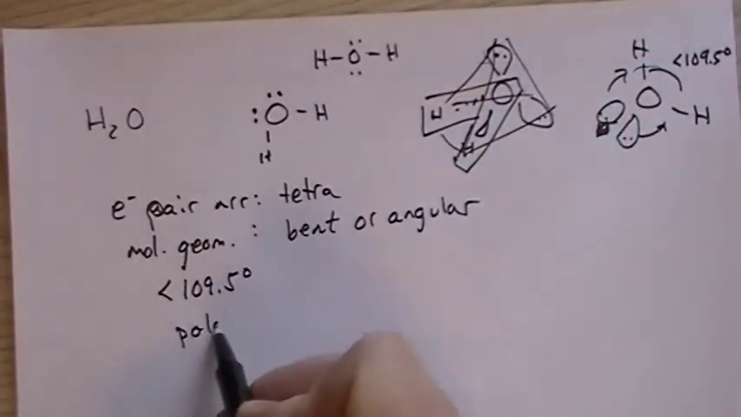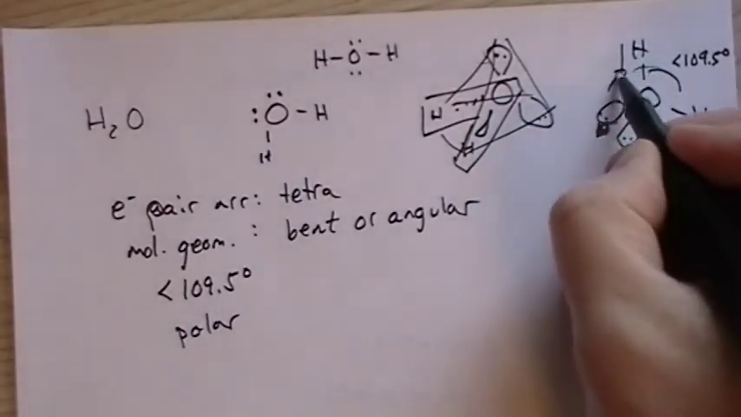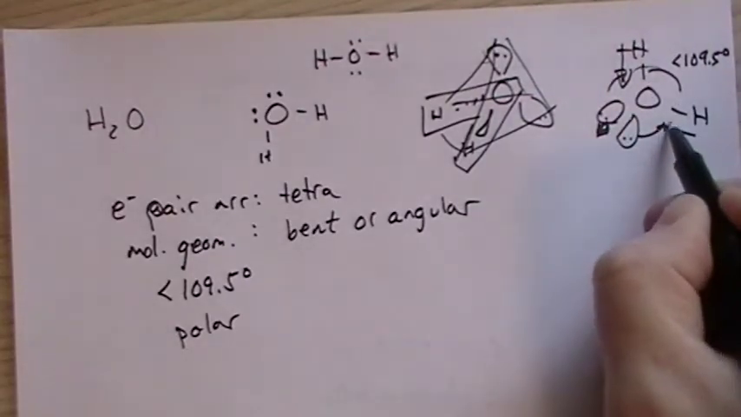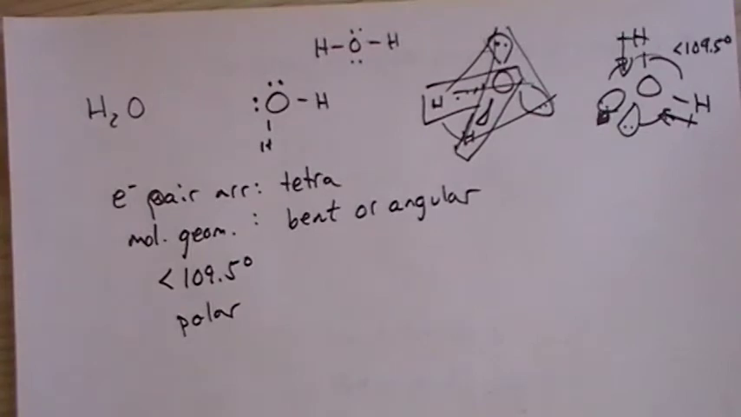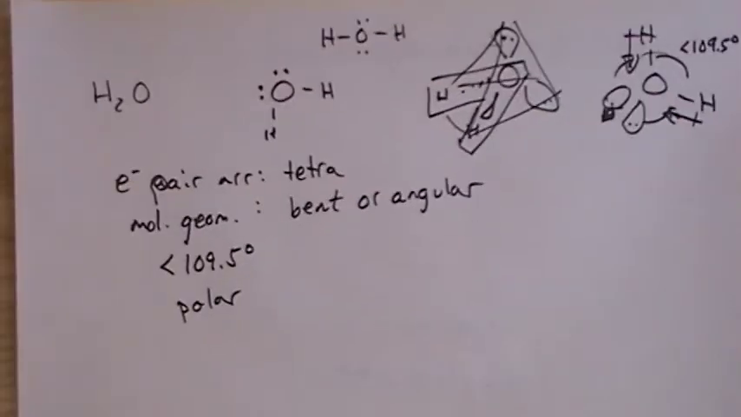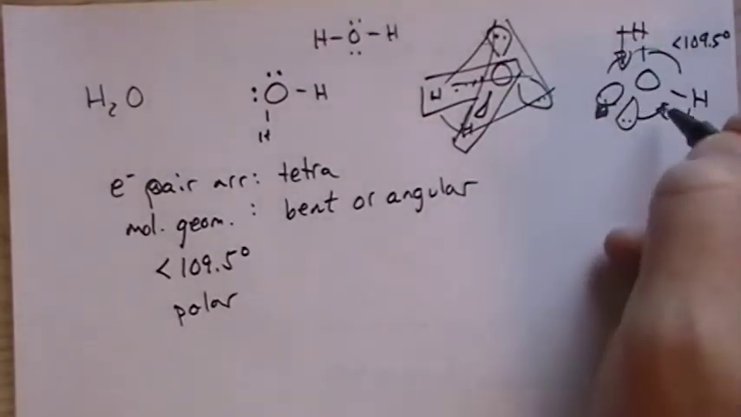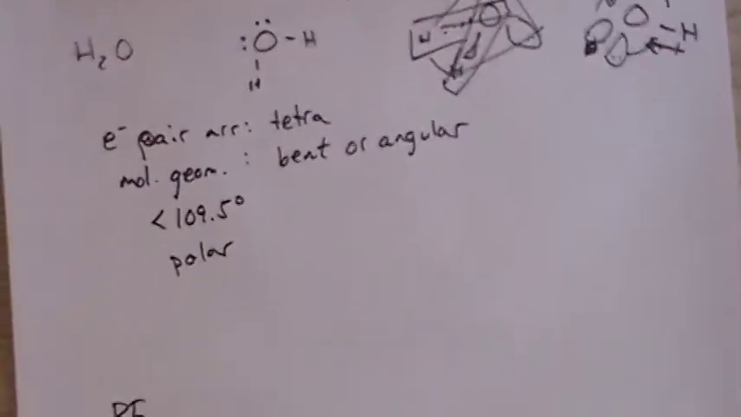And definitely polar, because the oxygen steals electron density from the hydrogens, and there's nothing countering it. So you have to look at the symmetry of the molecule. Would the electronegative characteristics of the atoms counter each other and stop each other in their tracks, or is there an imbalance here? There's nothing pulling back.